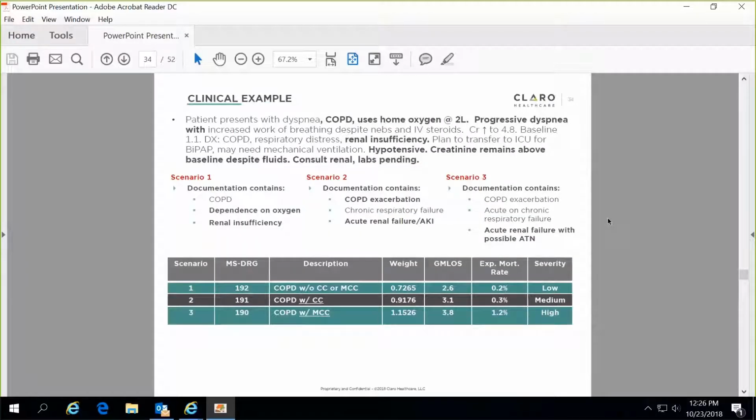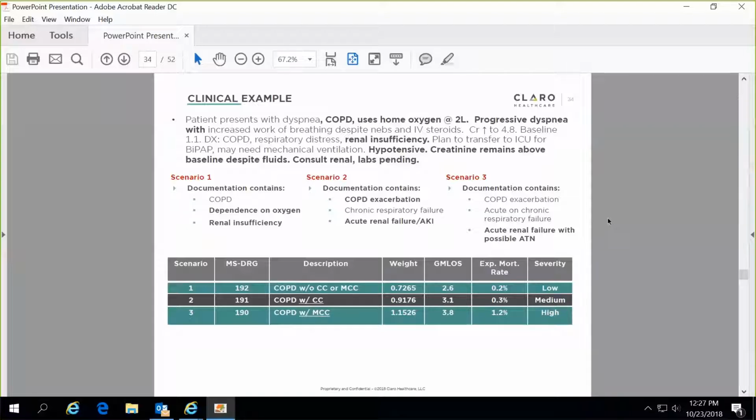And here's a clinical example quickly. This is a patient who came in with COPD, used oxygen at home, progressive dyspnea with increased work of breathing. Despite NIV and IV steroids, they're still getting worse. The patient's creatinine is 4.8. The baseline is 1.1, but we only have renal insufficiency named. And the patient's going to be even transferred to maybe ICU for mechanical ventilation or BiPAP. Patient's hypotensive, creatinine remains above baseline despite fluids. We are consulting renal, labs pending.